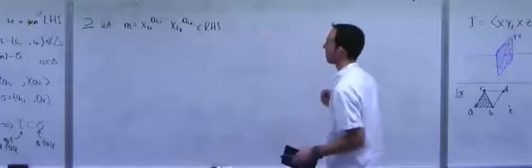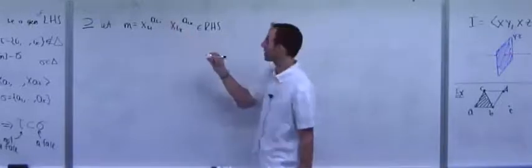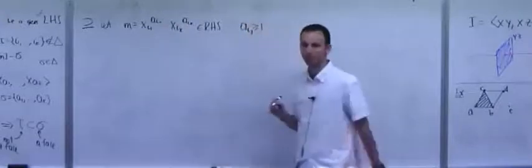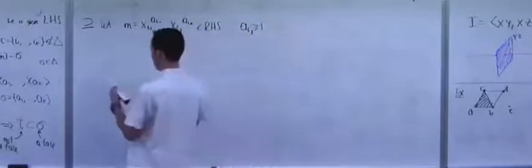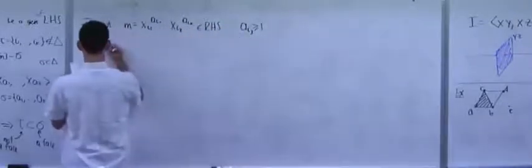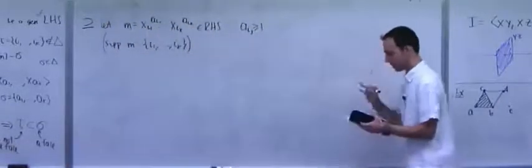Okay. And let's assume that all of these variables actually appear in the monomial, so let's assume that all of these a sub i sub something are at least 1. In other words, the support of M is i1 up to ik.